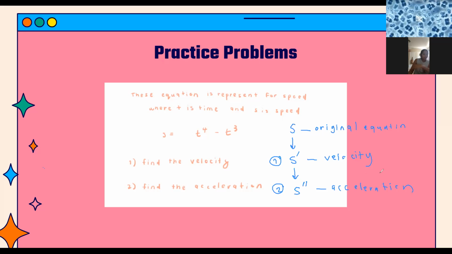So our equation is x equals t to the fourth minus t cubed, right? And what would be the derivative of this equation? The first derivative: 4t to the third minus 3t to the second. Right, so this is the equation for velocity. Now, what if you take the derivative of this again? It would be 12t to the second minus 6t. Yeah, so that's how you get the answer.